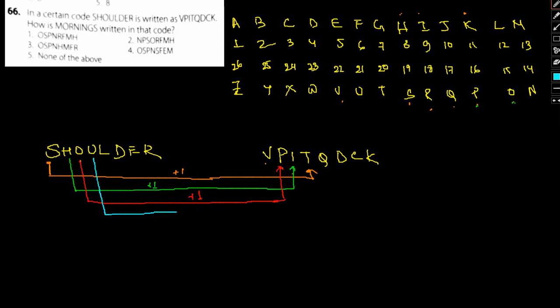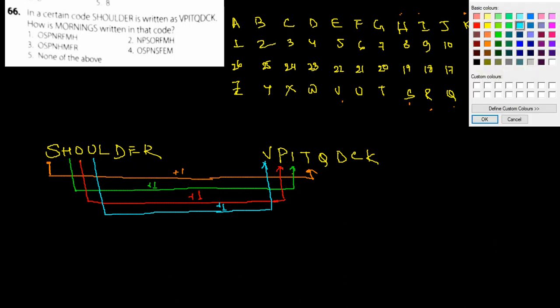U and V, again plus 1. Okay, so yes, this is some sort of a pattern we have seen. Basically, now let's talk about L. L and K is minus 1. Yes, there's another pattern that we have observed.